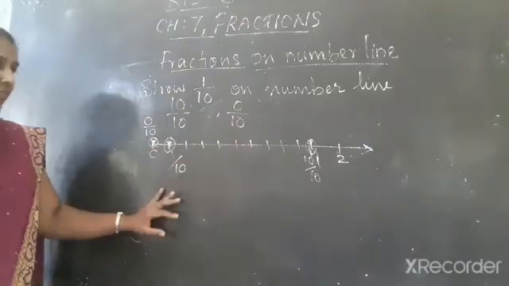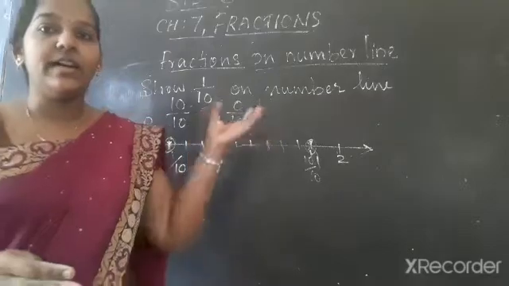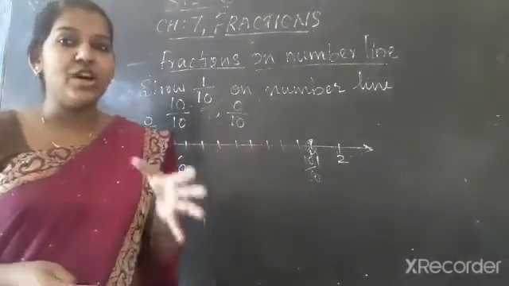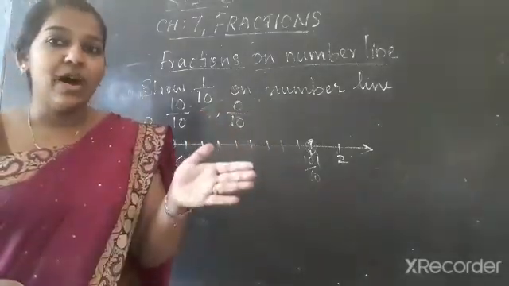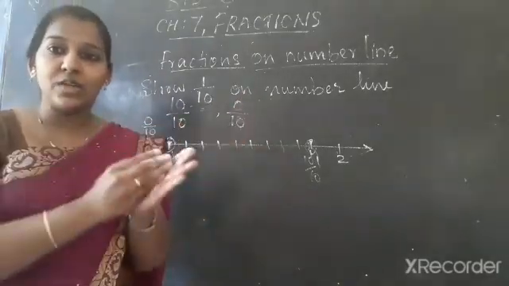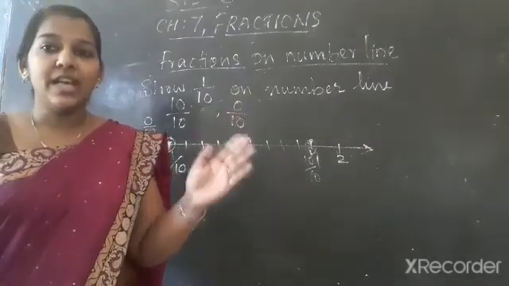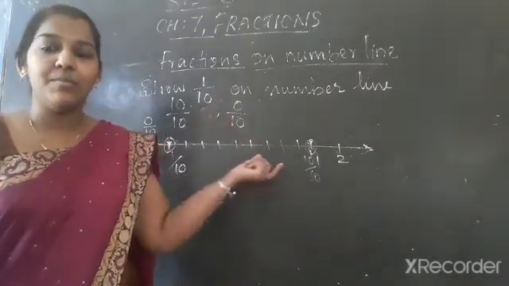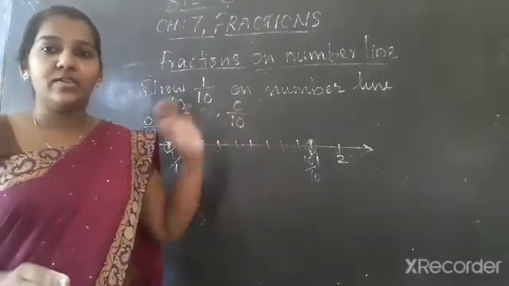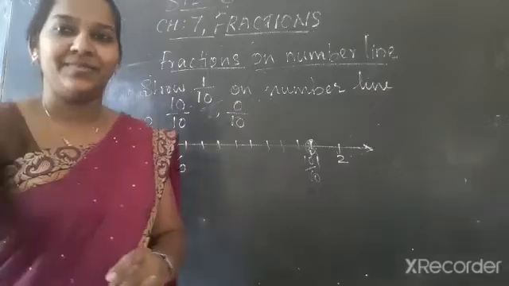Clear, children? Alright. So this is the way to show a fraction on a number line. First you have to draw the number line, and from 0 to 1, that is the position of fractions. So there you can mark the fraction according to the given fraction. Clear, children? Okay.